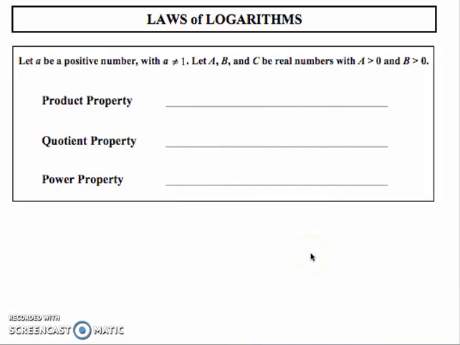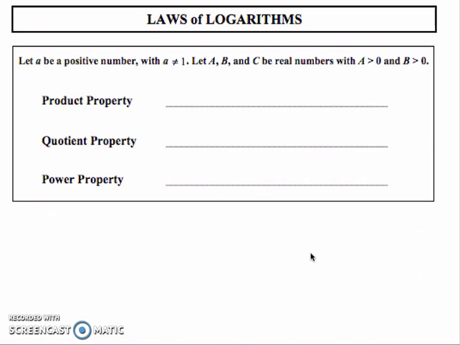This is Pre-Calculus section 4.3 notes on the laws of logarithms. So today we're going to review the three laws of logarithms that we learned in Algebra 2. These are the product property, the quotient property, and the power property. So we say let a be a positive number, a not 1. Let A and B be real numbers with A greater than 0 and B greater than 0.